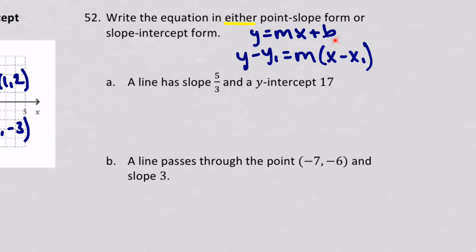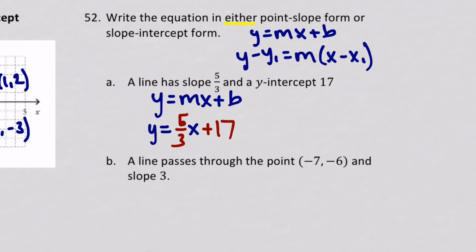Which form do you think is best to use? Point slope form? No, slope intercept form, right? Because they're giving me the slope and an intercept. So I'm going to write y equals mx plus b here. And in place of m, I'm going to substitute in the slope. And in place of b, I'm going to substitute in the y-intercept. And I'll be done. So it will look like this: y equals 5 over 3 x plus 17. Done. That's how simple that one was.